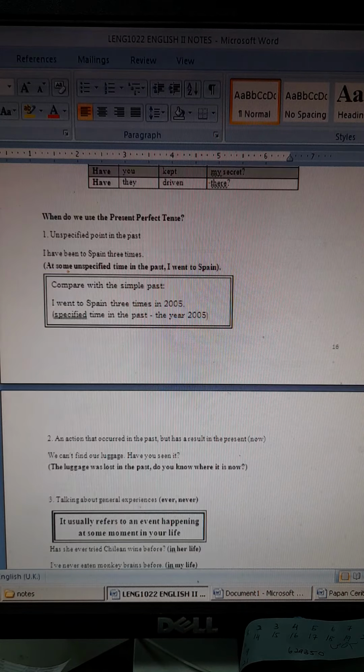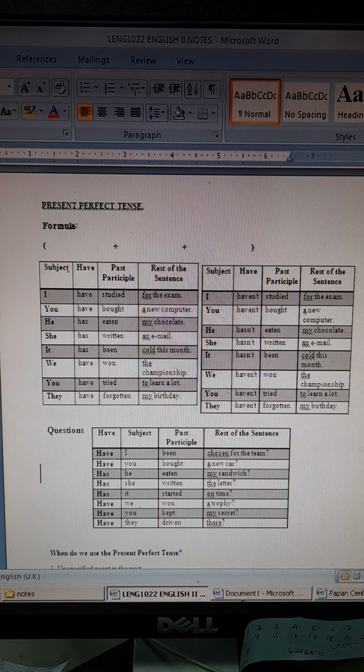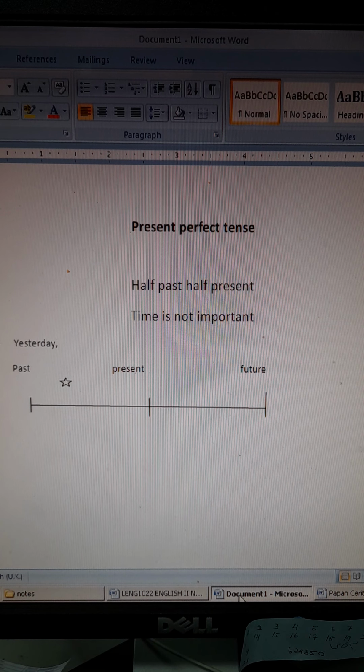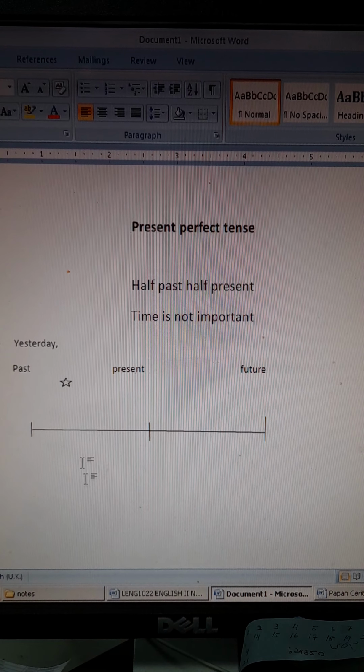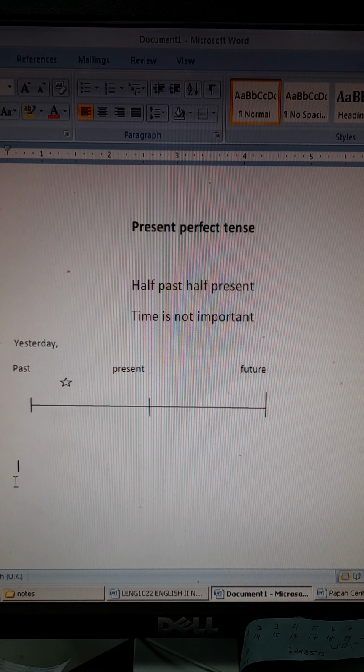Okay, so let's refer to the concept of present perfect tense. Alright, so normally English people perceive present perfect tense as half past, half present. If you refer to the formula itself, in a normal sentence we have subject, plus has or have, plus past participle.